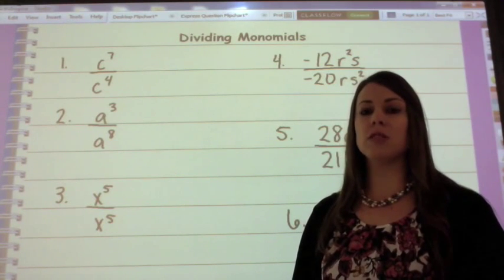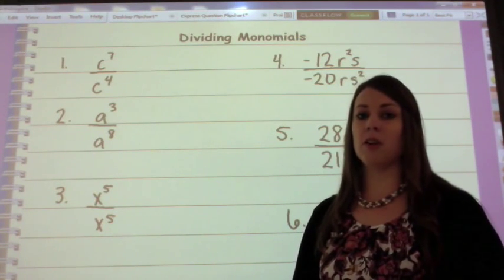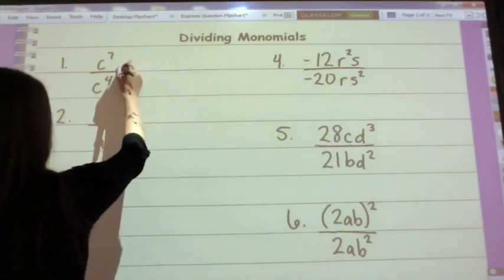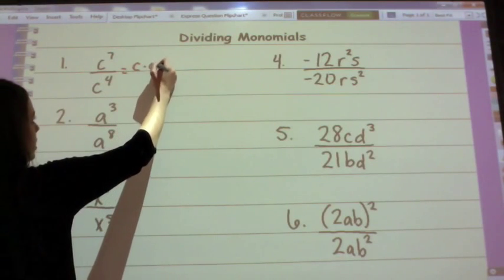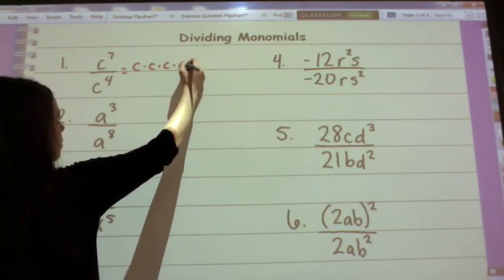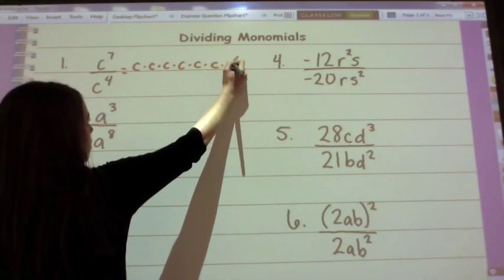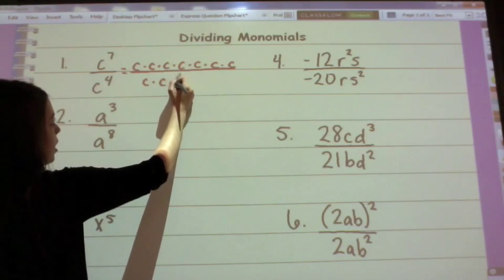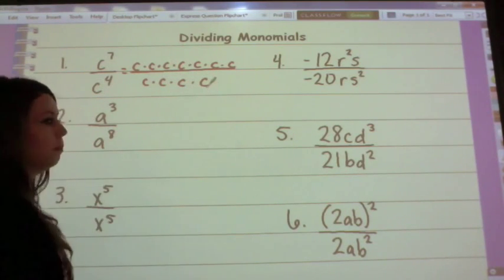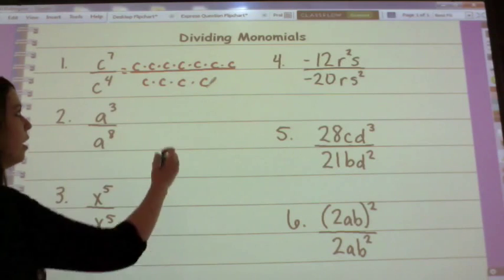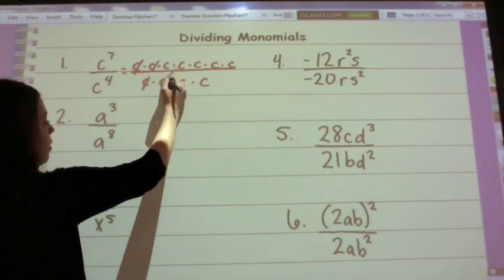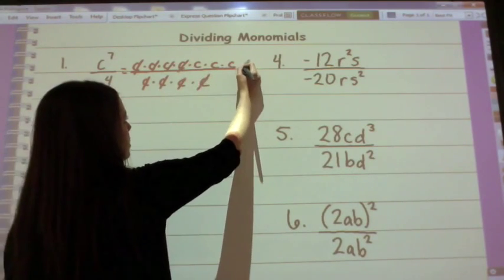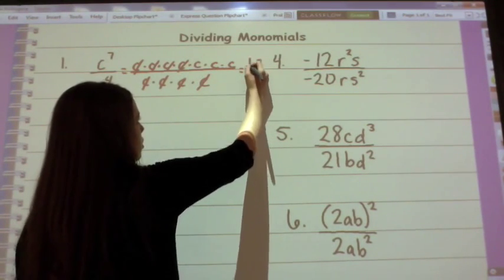So what you do is you subtract the smaller exponent from the larger one, and I'm going to show you why. Because c to the 7th is really like c times c times c 7 times, and c to the 4th is like c times c times c 4 times. And so what happens is we can cancel out this c with this c, and so on. And we are left with 3 c's on the top, so it's c cubed.